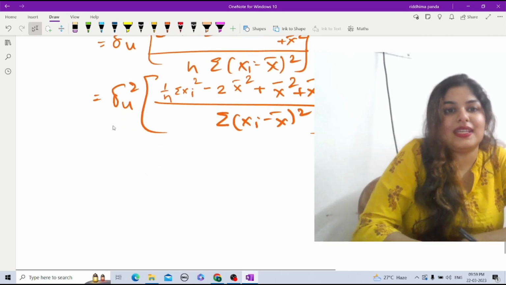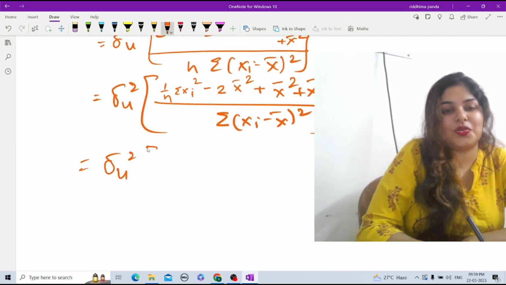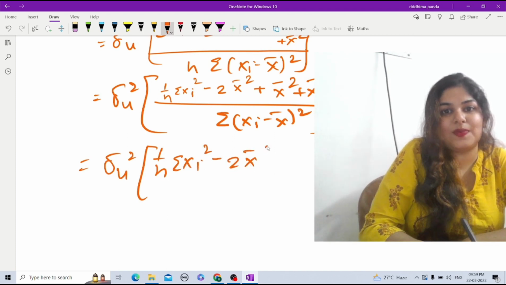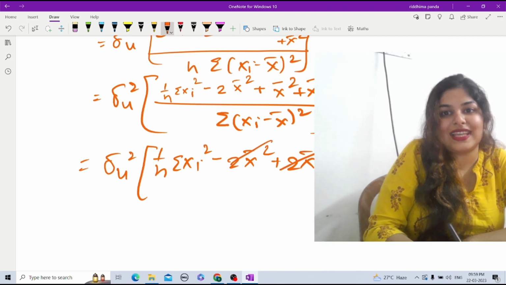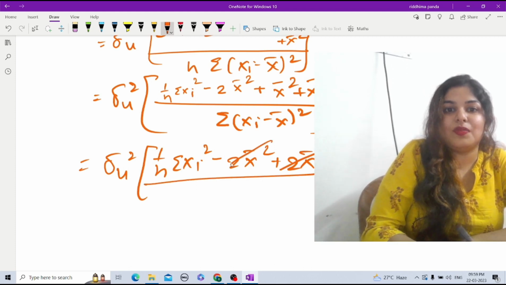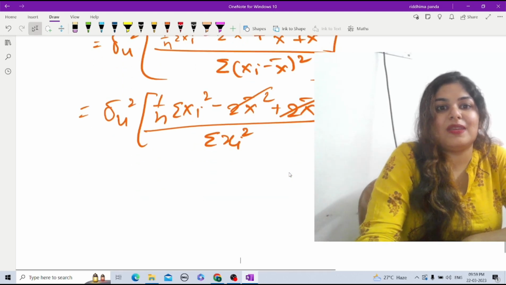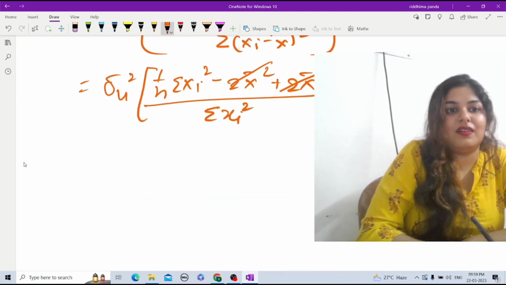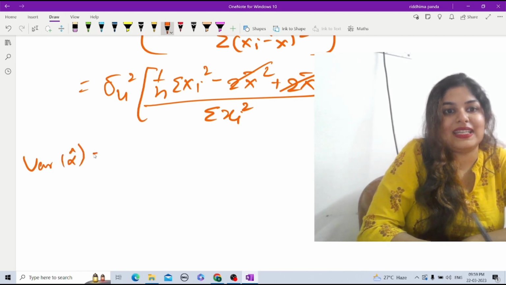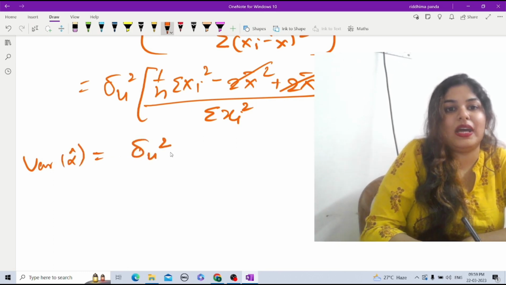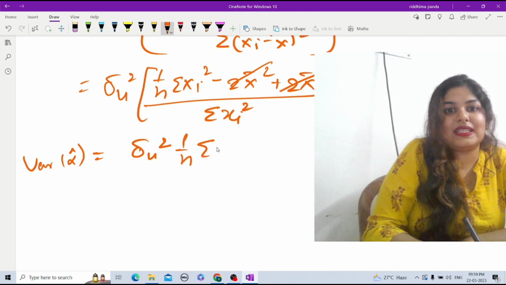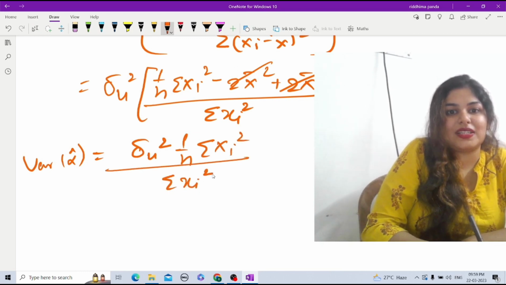So as you can see now it is equals to sigma u square (1 by n summation xi square minus 2 x bar square). So these two are adding up to 2 x bar square again, so this gets cancelled. Now in the denominator I can write down the small letter xi square again, right? So the simplified variance of alpha hat is equals to sigma u square into 1 by n summation xi square by summation small xi square, right?